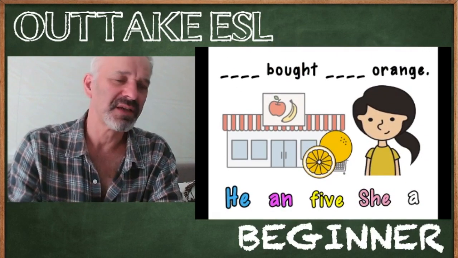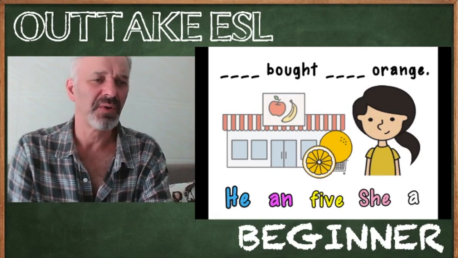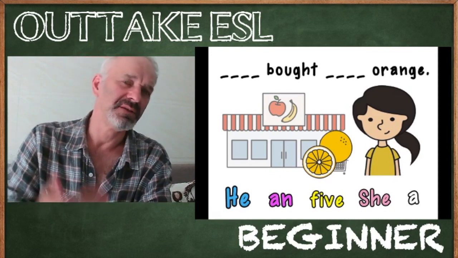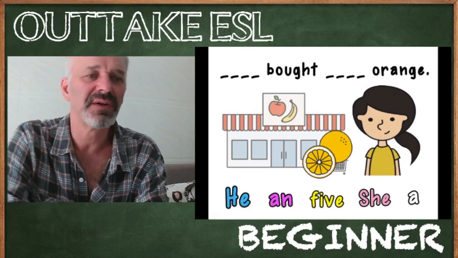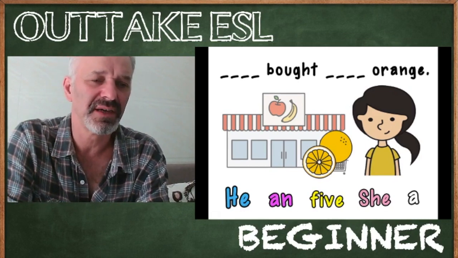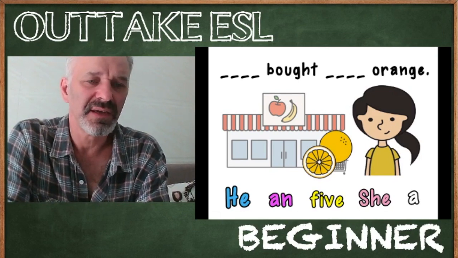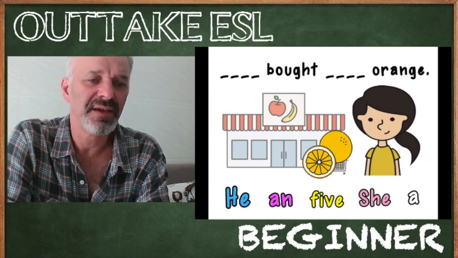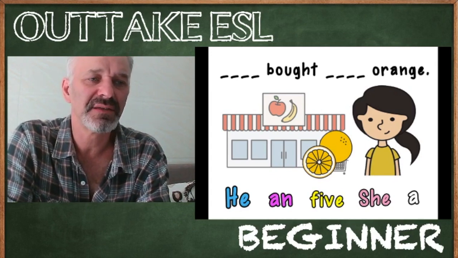Then we get to this exercise where I just want to use pronouns. That's what we're going to be looking at in our next lesson, is pronouns. So I just want to start to bring that into the classroom. So I have this girl over here, and I have he, and 5, she, and a. So what do you think goes here?